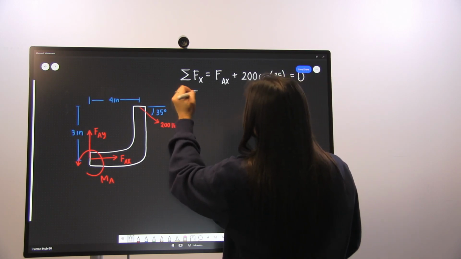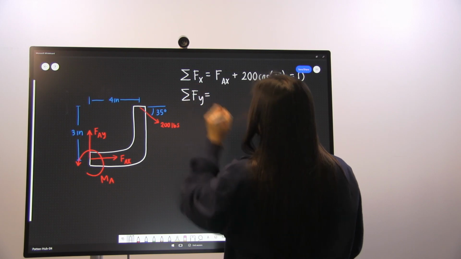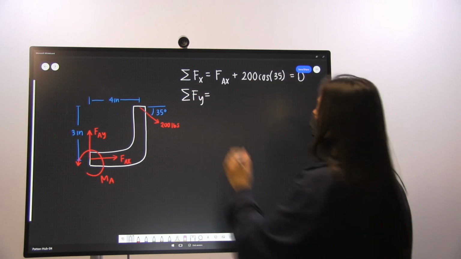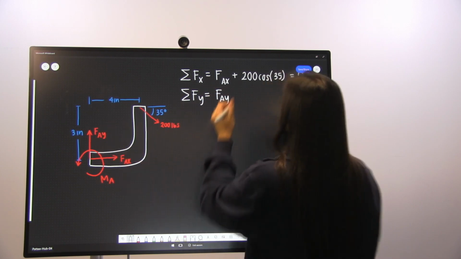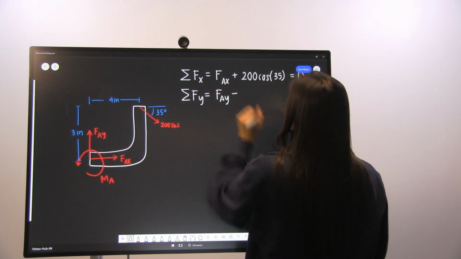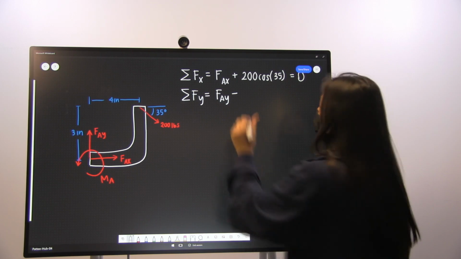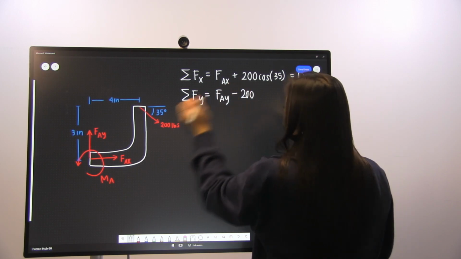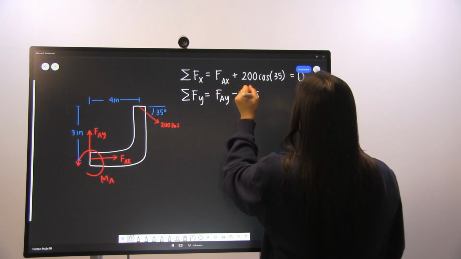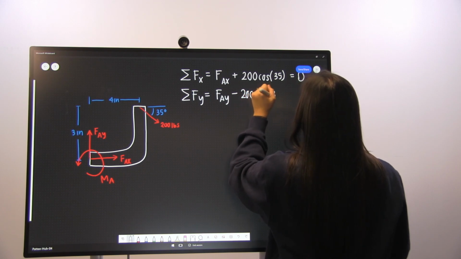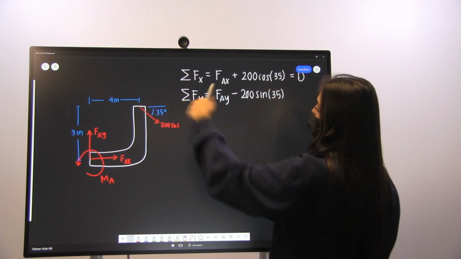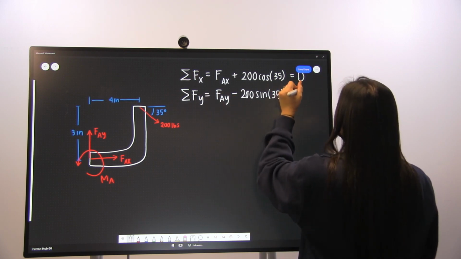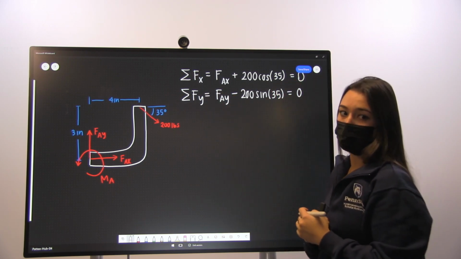So now we do a similar process, but in the Y direction. So we have our FAY given here, but this time we are going to have a minus 200 times the sine of 35, because we just want the Y component of this force, which is acting in the downward direction. And again, that equals 0.